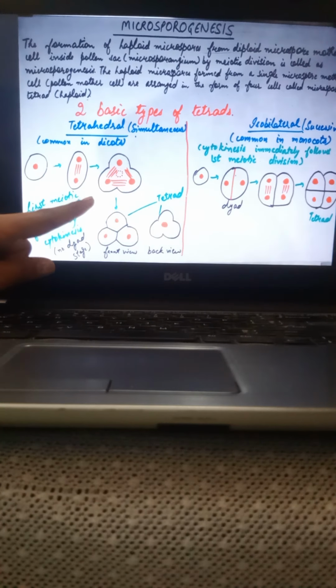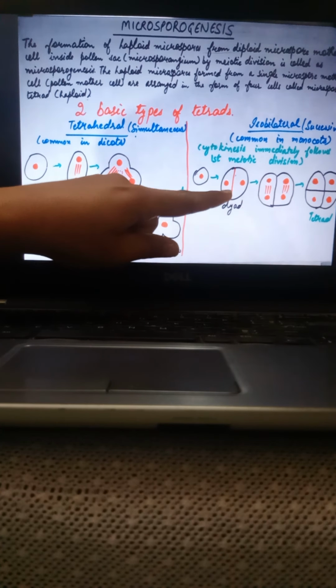The second meiotic division takes place after the cell wall has been formed, whereas in the tetrahedral case the cell wall was not formed after the first meiotic division. It was only after the 4 nuclei were formed that the cell walls were formed. In this case, however, the cell wall was formed immediately after the first nuclear division, and those 2 nuclei then divided to give rise to 4 microspores. All those 4 microspores are visible from the same plane.